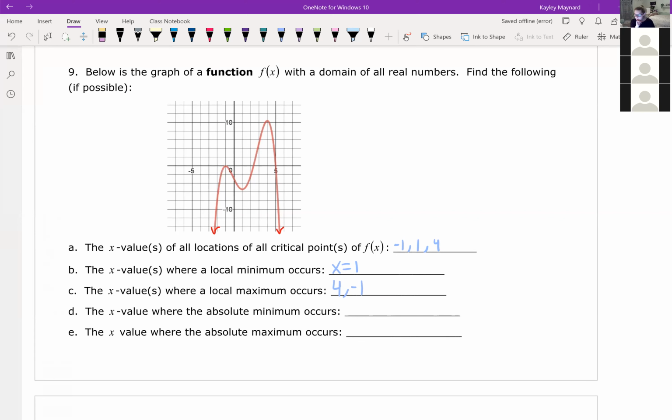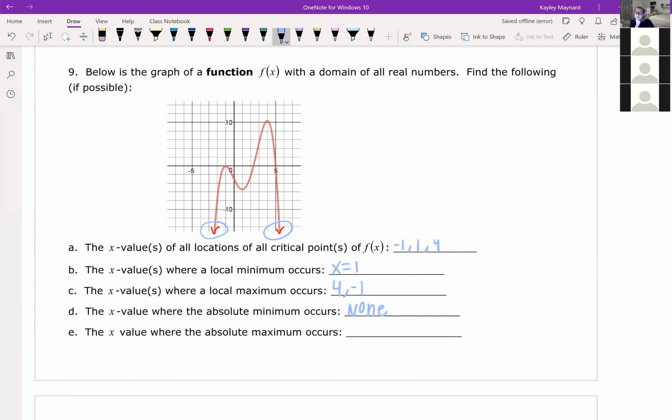Cool. Okay, D says the x value where the absolute minimum occurs. So the absolute minimum is for the whole function. So it's saying if you look at all of the outputs for the function, where does the absolute minimum happen? Where's the lowest spot? Well, there are arrows here that continue to go down. And so do we actually have an absolute minimum? No. Perfect. No.